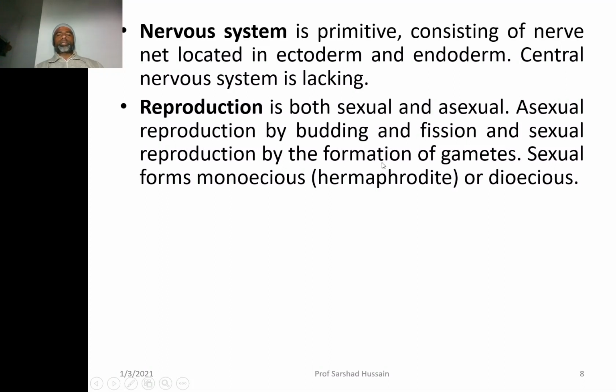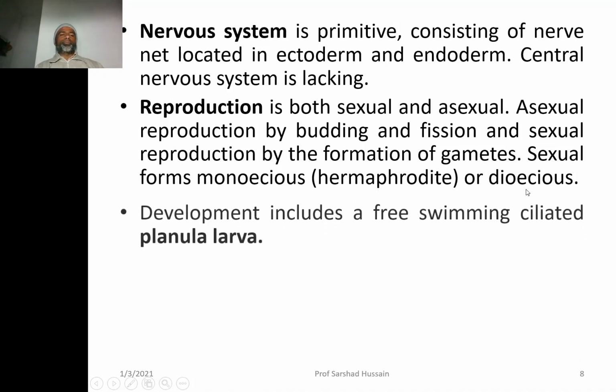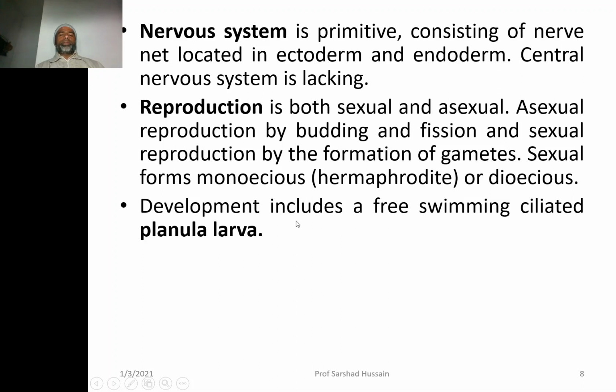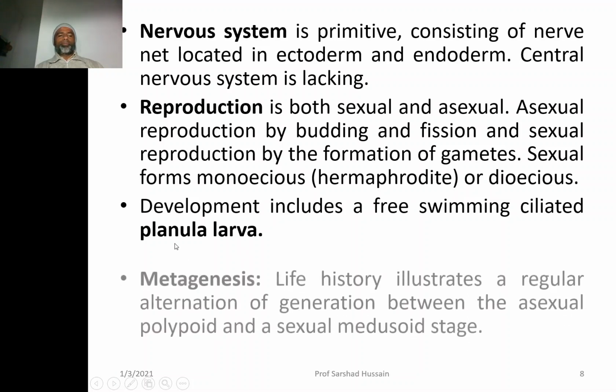Sexual reproduction takes place by formation of gametes, as I have shown you in the previous diagram that the medusae were producing the ova as well as the sperm. Sexual forms are monoecious, that is, hermaphrodite, or dioecious. Either both the sexes are present within the same individual, or dioecious, that is, both the sexes are not present within the same individual. Their development is indirect, involving a free swimming ciliated larva called the planula larva.